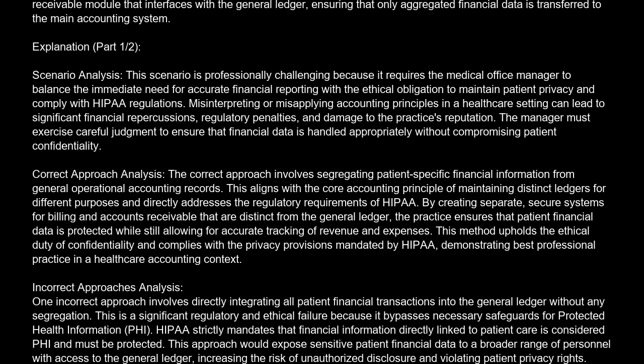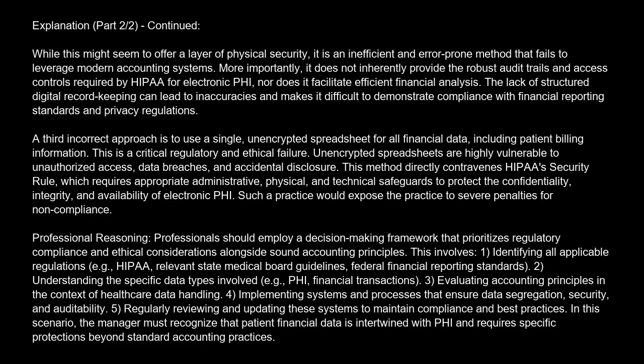Another incorrect approach is to rely solely on manual, paper-based tracking of all patient financial data, even for basic accounting functions. While this might seem to offer a layer of physical security, it is an inefficient and error-prone method that fails to leverage modern accounting systems. More importantly, it does not inherently provide the robust audit trails and access controls required by HIPAA for electronic PHI, nor does it facilitate efficient financial analysis. The lack of structured digital record-keeping can lead to inaccuracies and makes it difficult to demonstrate compliance with financial reporting standards and privacy regulations.